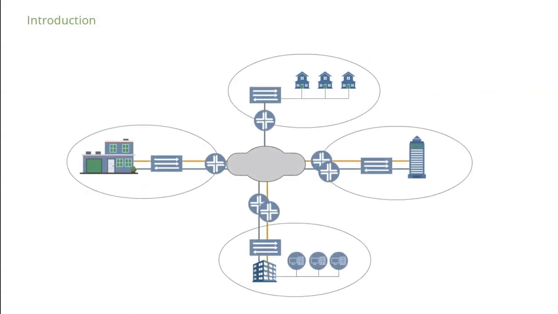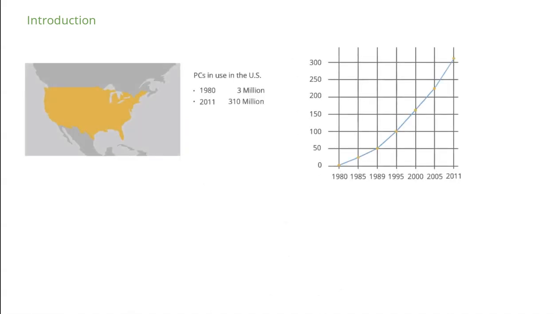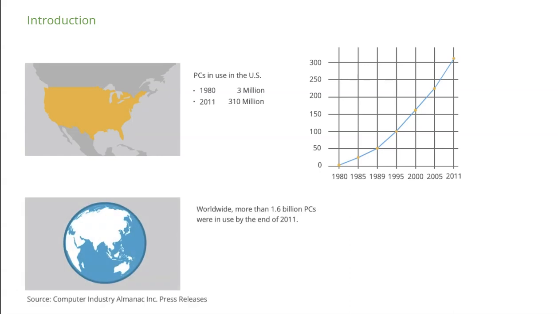Today's complex networks are built using many different network devices. The names of these devices might be familiar to you and include routers, switches, and more. But to understand what these devices do and how they work, we first need to take a look back in time. Networks have grown at a pace not anticipated even a few years ago. Worldwide, more than 1.6 billion PCs were in use by the end of 2011. New network devices have been developed along the way to address specific problems resulting from this growth. To understand the different network devices used in today's networks, it's helpful to understand the predecessors to those devices.